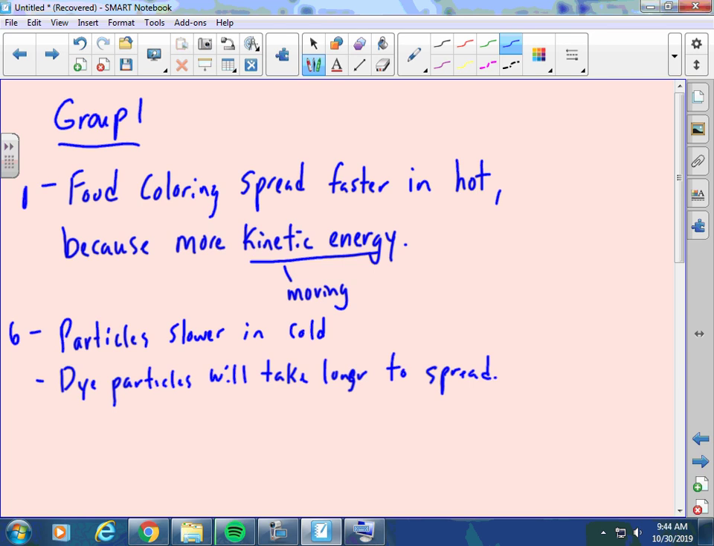So you guys in table 1, you said the dye will spread faster because the particles are moving faster. And table 6 said the particles in the cold will spread slower because the particles are moving slower. So why? Why does that matter? Jaden, did your group talk about why that would matter?